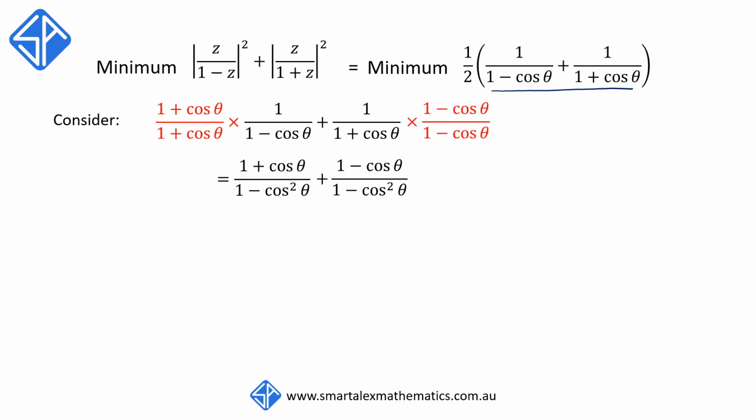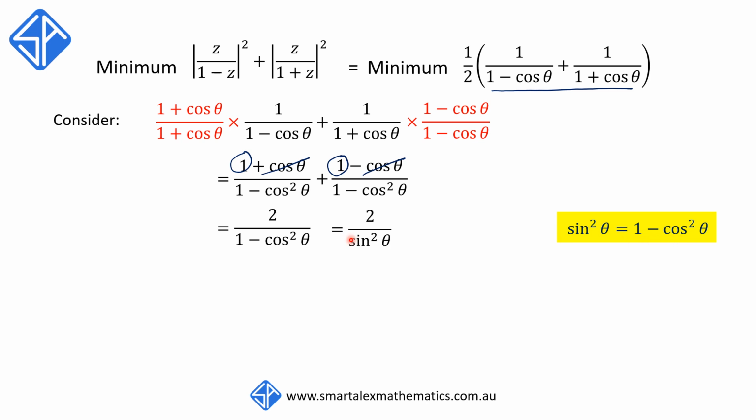Now that we've got the same denominators, all we need to do is just add the numerators together. The 1 and the 1 will add together to give 2, whilst the plus cos theta and the minus cos theta will cancel each other out. So this expression will reduce to 2 divided by 1 minus cos squared theta. We can further simplify this using the trig identity that sine squared theta is equal to 1 minus cos squared theta. So we have this expression being equal to 2 divided by sine squared theta.